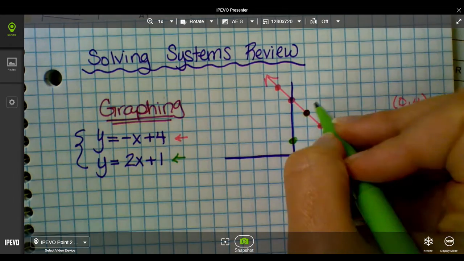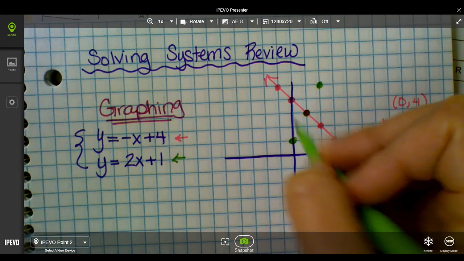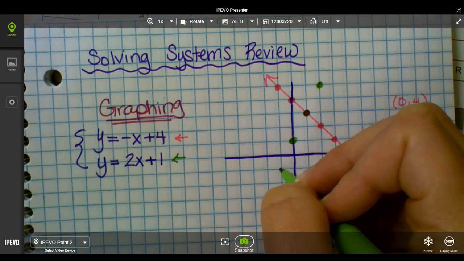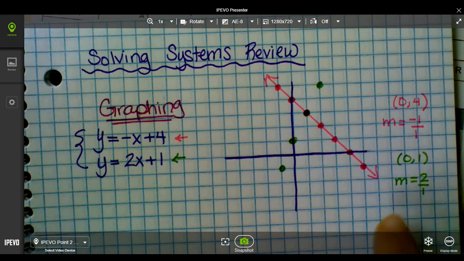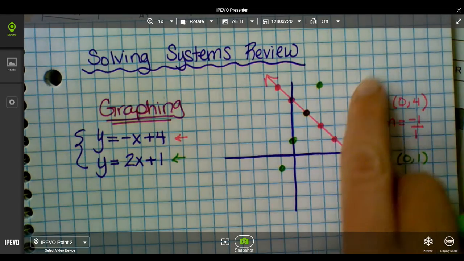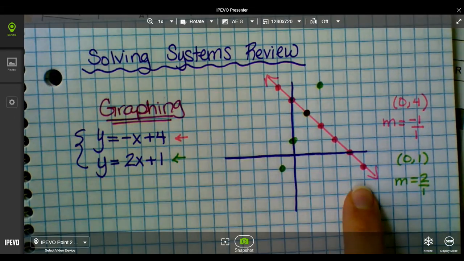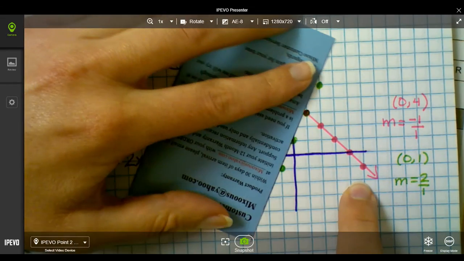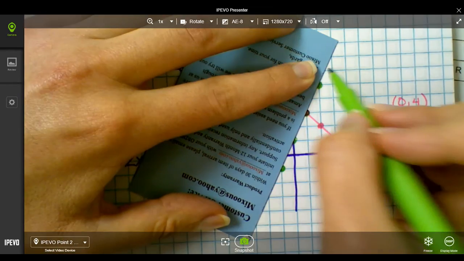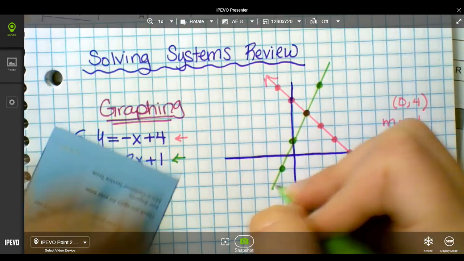So that is where my points are going to intersect. If I really wanted to keep on going, I can go down 2 and to the left 1. Since this is a positive slope, my green line should be increasing from left to right. Since my pink line is a negative slope, it should be decreasing from left to right. So that's just always another way to see if you are actually doing the problem properly.